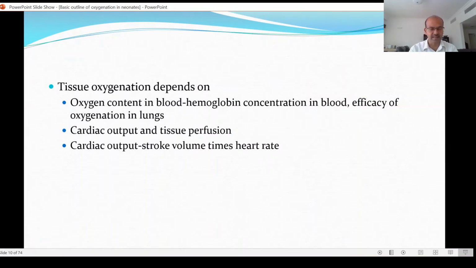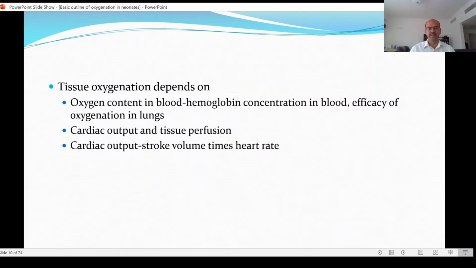Efficacy of oxygenation in the lungs, obviously, in a normal situation, it doesn't matter. But in the case of lung disease like pneumonia or respiratory distress syndrome, where the oxygenation is not happening normally, this plays an important role, because if the oxygen is not getting into the blood in the first place, the tissues are not going to get enough oxygen. And that's where the importance of FiO2 that we breathe in, the need for pressure support, the need for surfactant, all these come in. The next important part that affects tissue oxygenation is the cardiac output and the tissue perfusion.